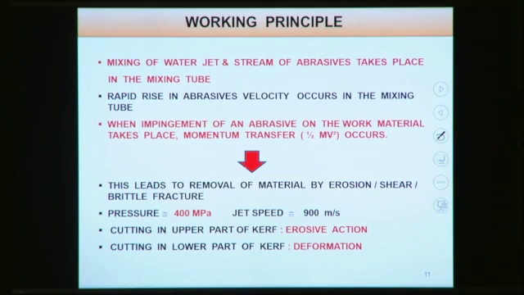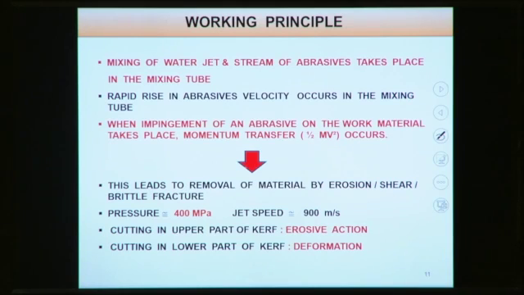From an intensifier, 415 megapascal pressure is generated, and because of this highly pressurized water, when it comes through the nozzle, it gains high velocity. This velocity is around 900 meters per second. When this water jet comes through the nozzle, the abrasives are fed at the side of the nozzle. These abrasives are sucked in by the high velocity water jet, and inside the nozzle there is a mixing chamber where the abrasive and water jet mix. After mixing, the abrasive water jet comes through the nozzle with a velocity of around 800 to 900 meters per second.